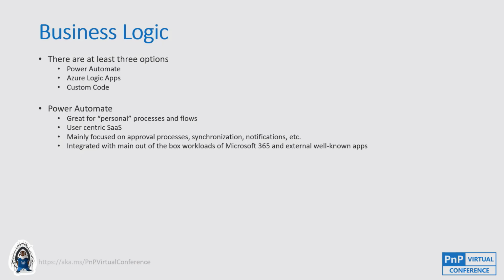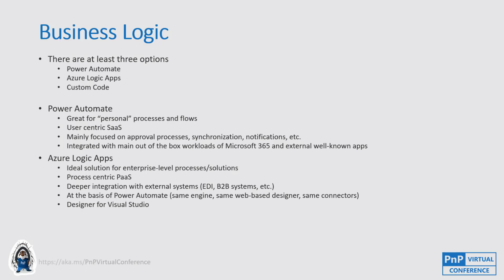So, in my opinion, it is a user-centric software as a service solution for building personal processes and flows. It is mainly focused on approval processes, synchronization processes, and notifications, and it is fully integrated with the out-of-the-box workloads of Microsoft 365, as well as with external applications. If you want to build something enterprise ready and with the idea of enterprise level processes and solution, personally, I rather use Logic Apps, which is, in my opinion, again, a process-centric platform as a service offering.